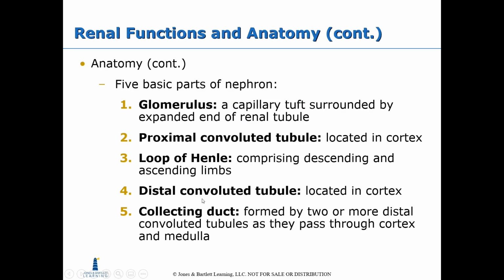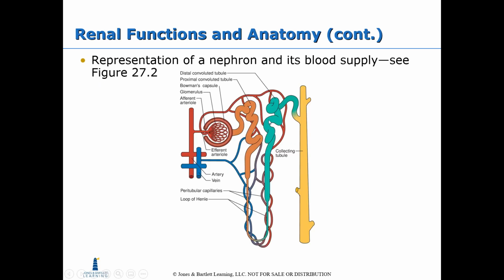The distal convoluted tubule is located in the cortex. Here is the distal convoluted tubule, and that is going to attach to the collecting duct. Multiple distal convoluted tubules are going to be connected to this collecting duct, and it's going to put all of its urine inside of that collecting duct.